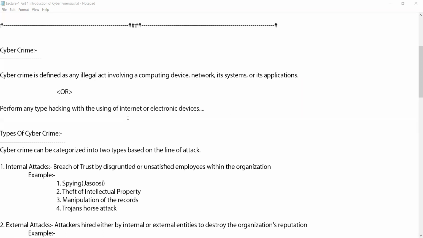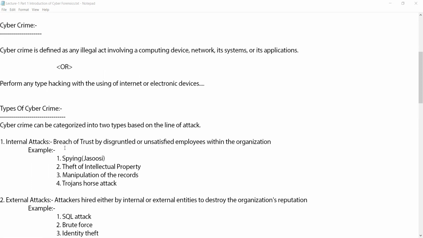Clear? Now let's discuss the types of cyber crime. Firstly, we need to understand that, on the line of attack, cyber crimes are categorized on the basis of line of attacks into two types.